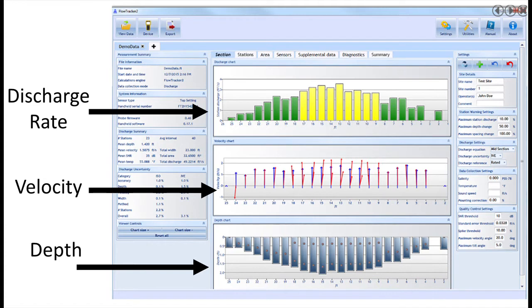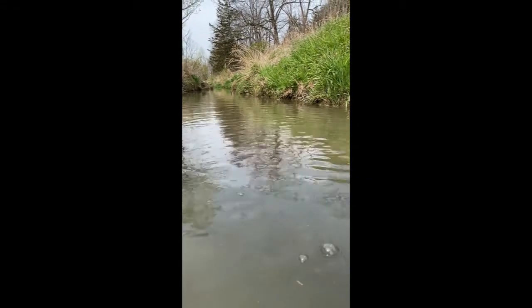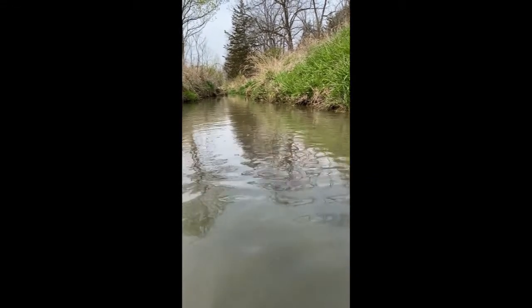Data we collect in these streams are then downloaded to our computer and then show discharge rate, velocity, and depth as shown here, so we can further analyze the information.